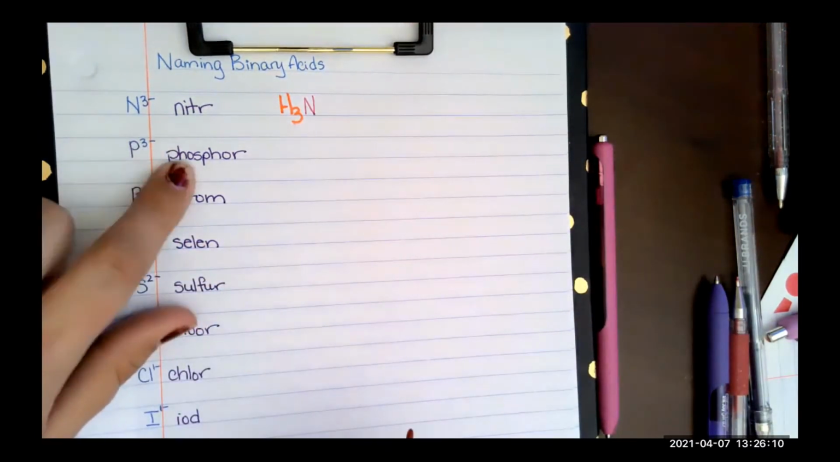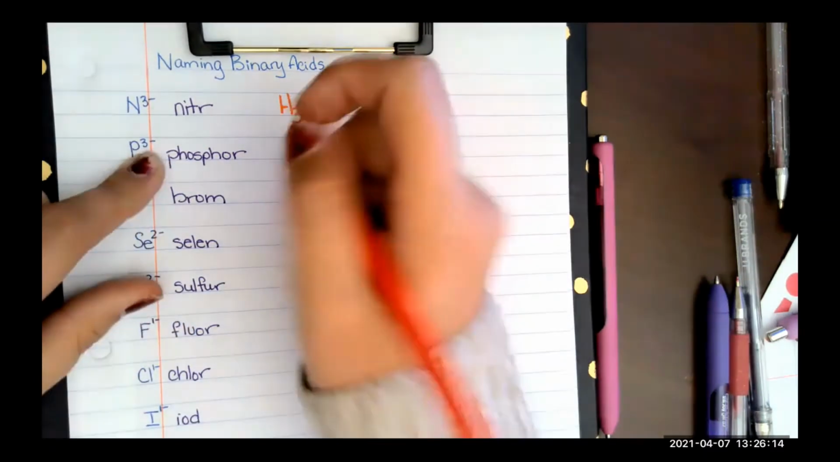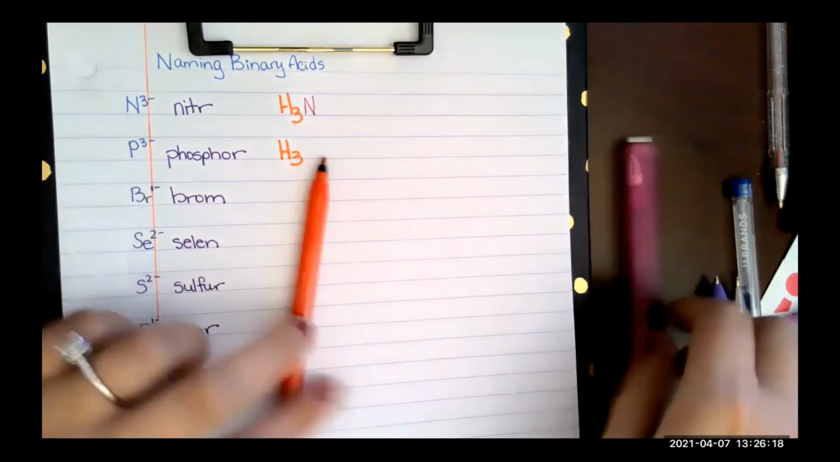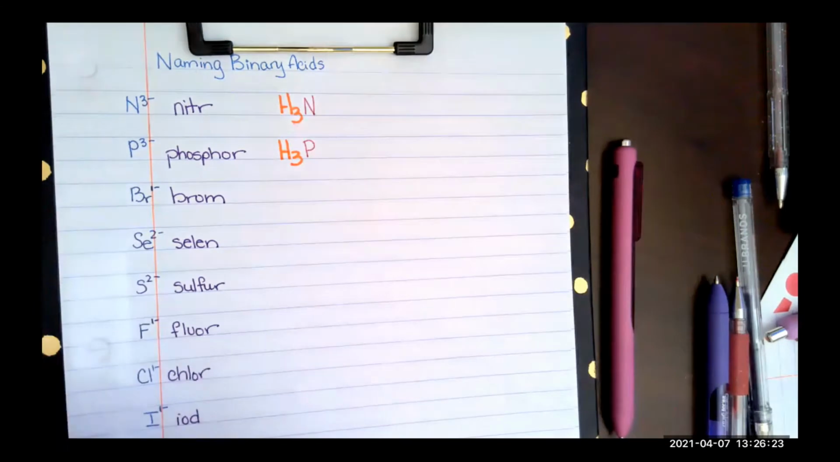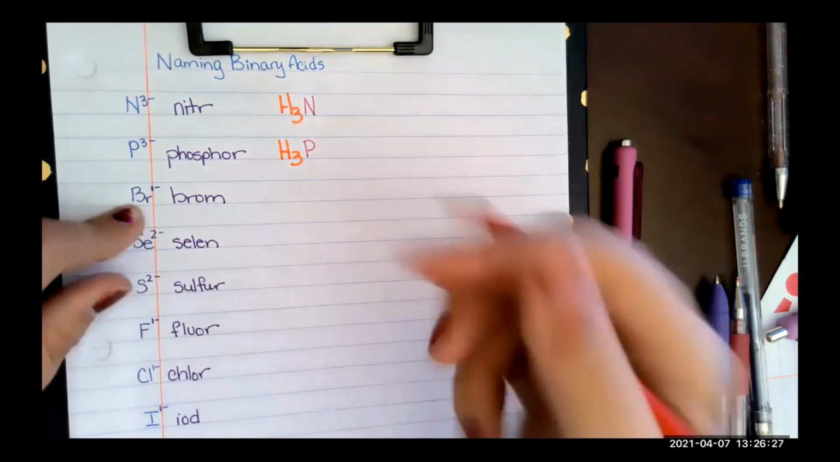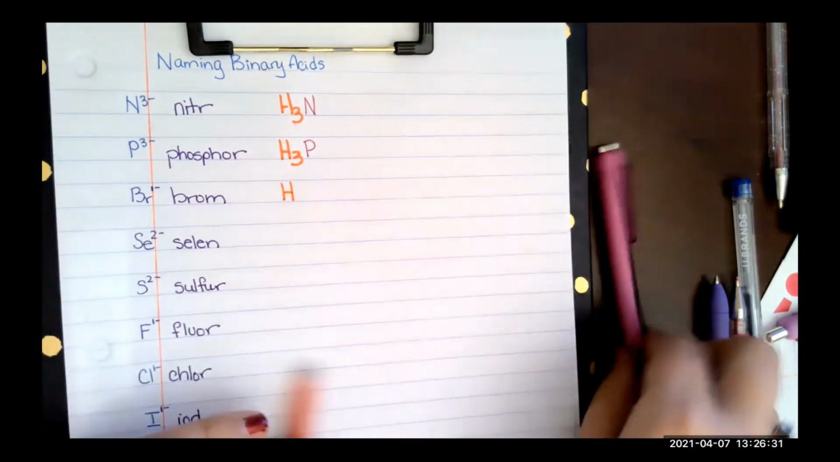So for phosphor, or P3 minus, the charge is 3, so it goes H3, and then you put in the P. For brom, or Br1 minus, the charge is 1, so there's just 1 hydrogen. So it's H, and then Br.